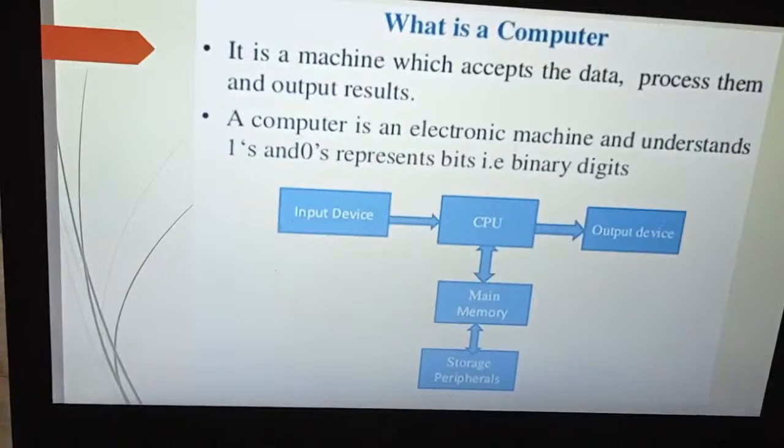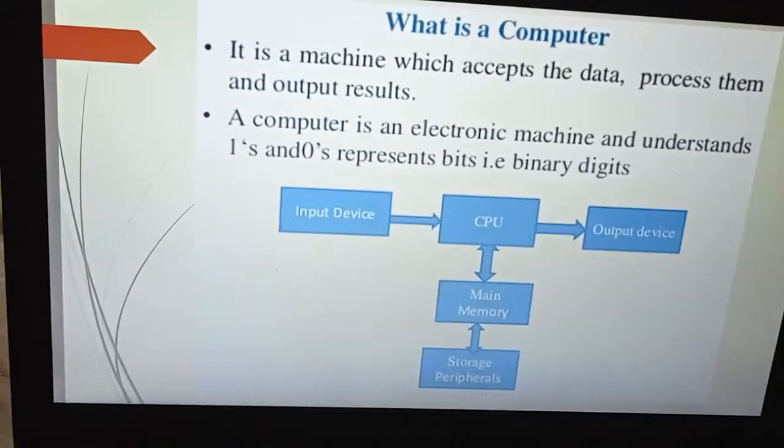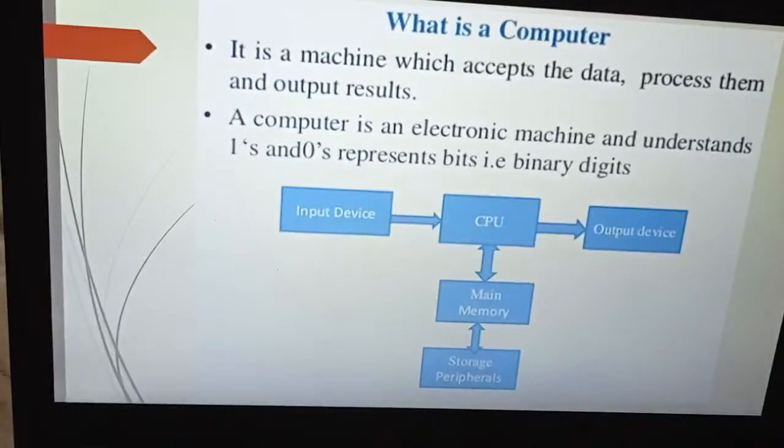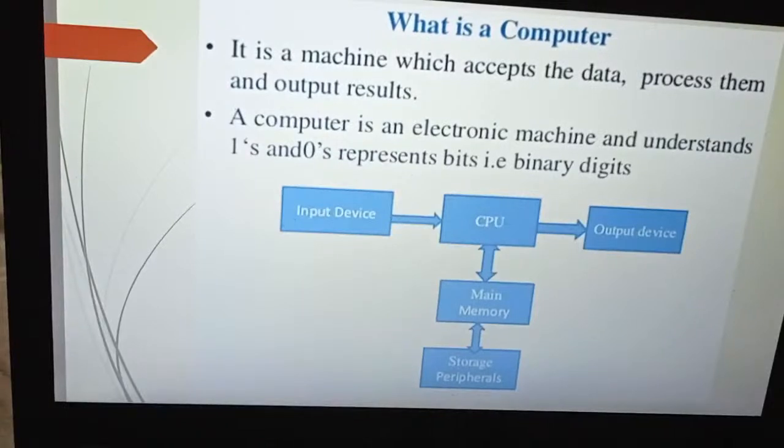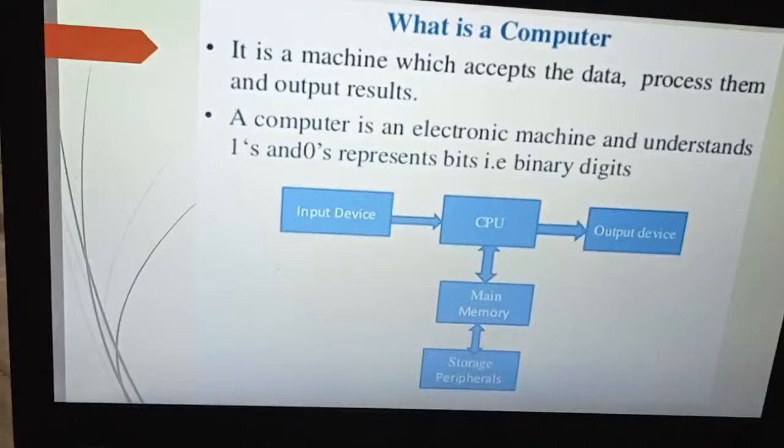What is a computer? It is a machine which accepts data, processes it, and sends that processed information to the output devices. A computer is an electronic machine that understands machine language, that is, zeros and ones.